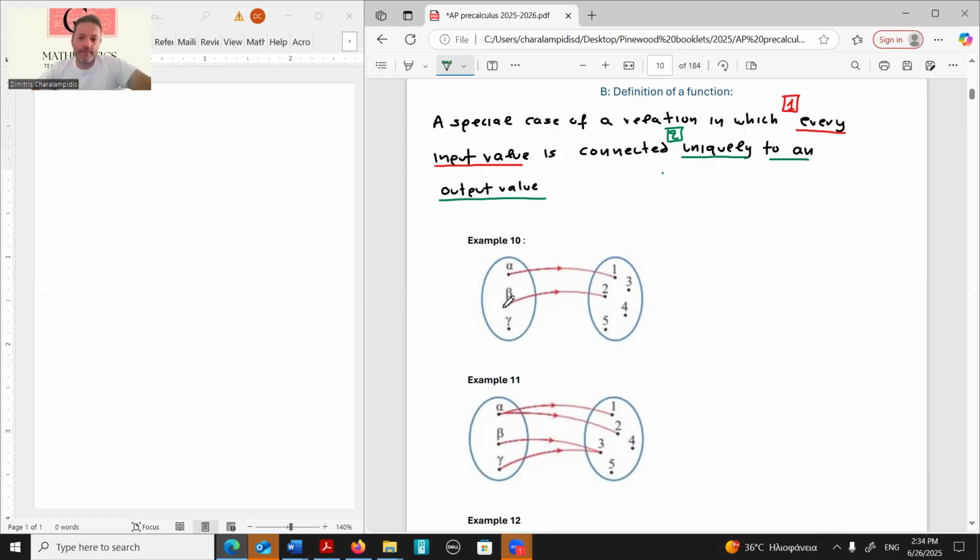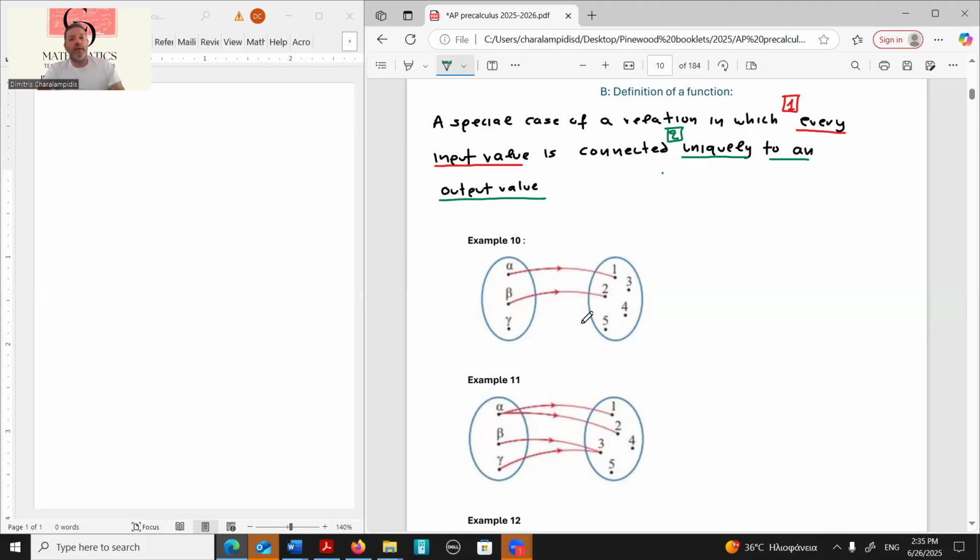Let's see some examples. We have this one: A, B, and this is the Greek letter gamma. Let's call it ABC for now. And at the right, which is supposed to be the range of that relation, we have the values 1, 2, 3, 4, 5. Now, we must be entirely precise. What we say with regards to definitions in math is that they are strict. A definition only applies when we can follow it entirely.